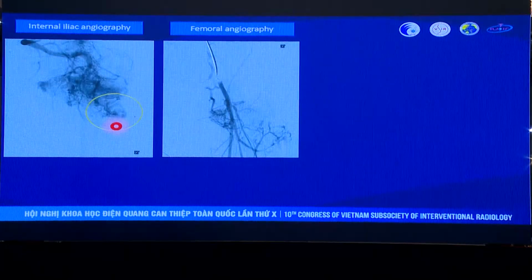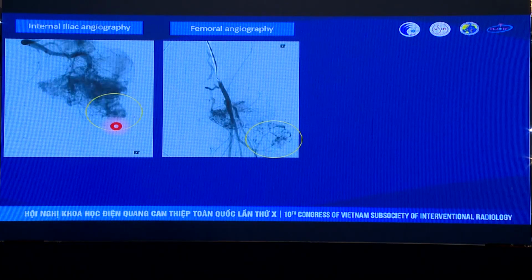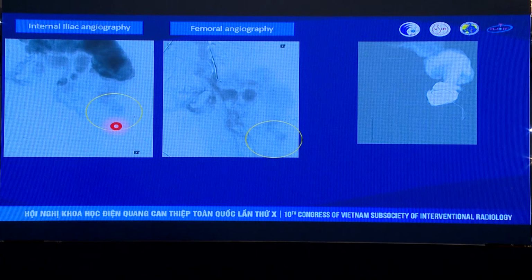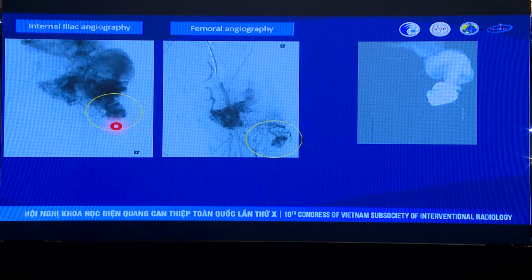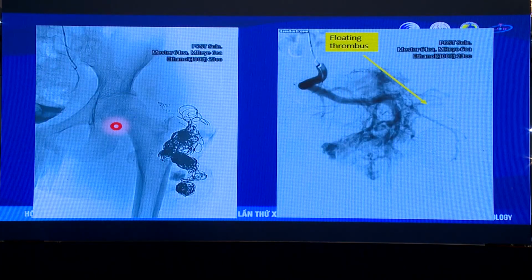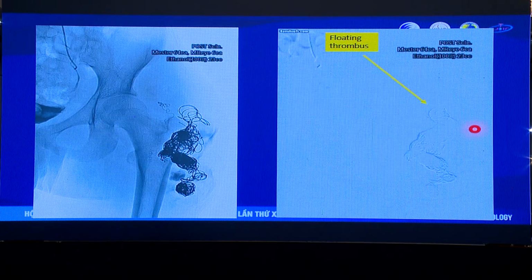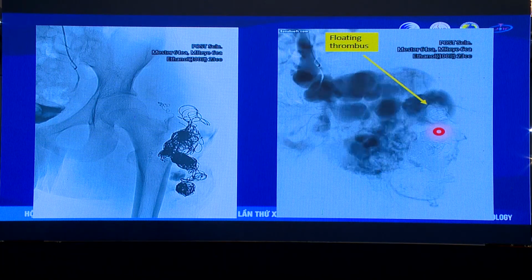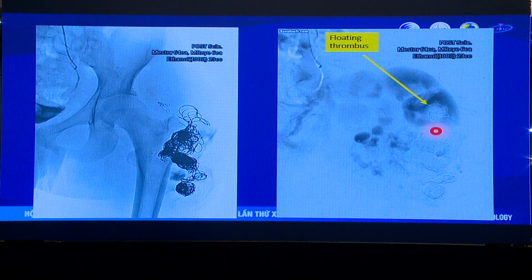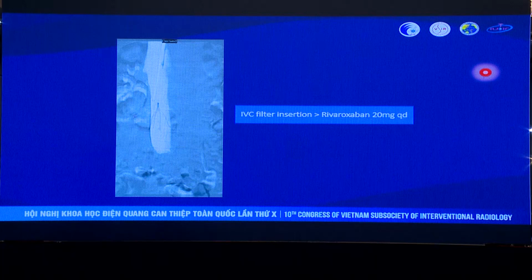So this is the type 3B AVM, and we target here first with a direct stick, and we put a 5 French catheter and push some coils and ethanol injection. And then this is the completion angiography. There's one large floating thrombus in the large venous sac. So we treated him with an IVC filter and started anticoagulation.